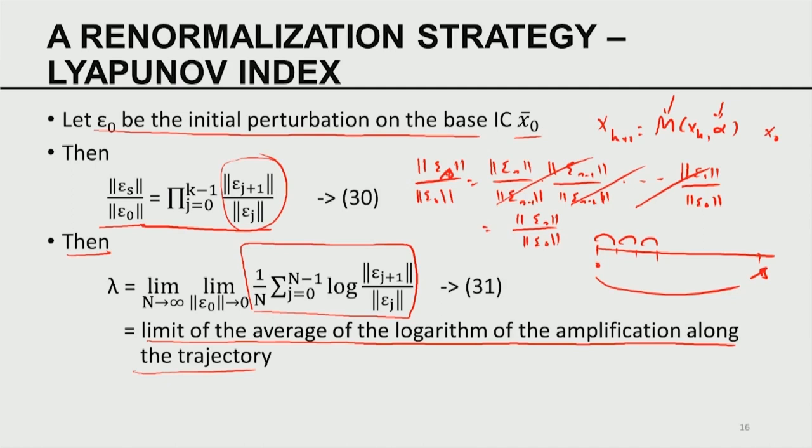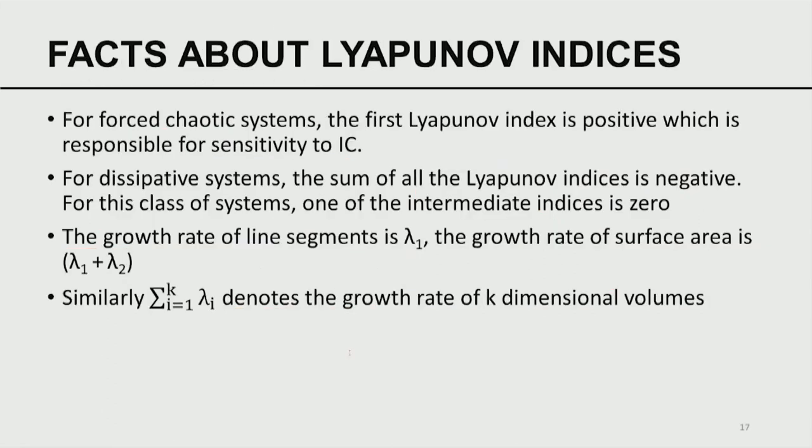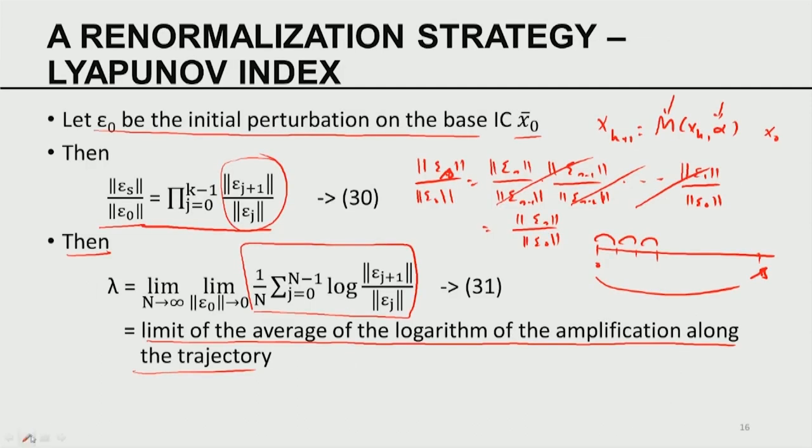So how do we do that? Here's an algorithm now. Let epsilon naught be the initial error. Then run the model one step interval of time, compute the error epsilon 1, and compute the ratio, the norm of epsilon 1 by the norm of epsilon 0. Then run the model from epsilon 1 to epsilon 2, and multiply this by the norm of epsilon 2 over epsilon 1. Continue. If I continue, I get epsilon S divided by epsilon S minus 1. That is equal to the norm of epsilon S divided by the norm of epsilon 0.